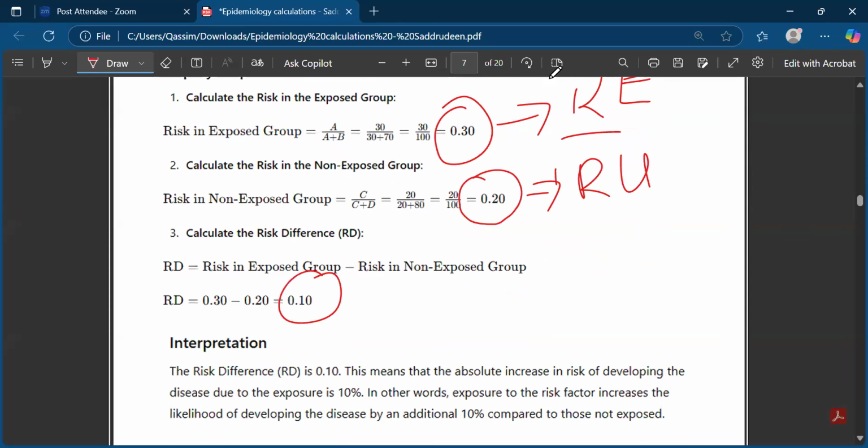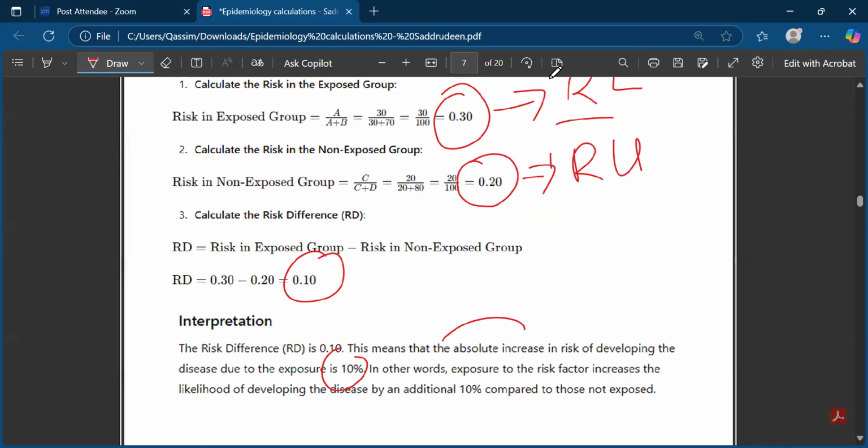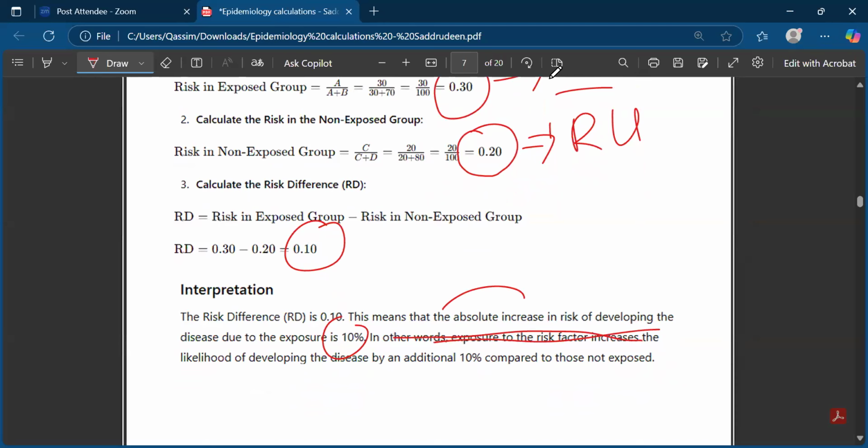So you just interpret it by describing what the question is describing. The absolute increase in risk of developing the disease due to the exposure is 10%. Okay. Just ignore this. It's kind of complex for you guys, but just ignore that.